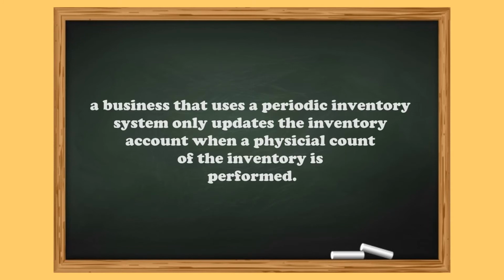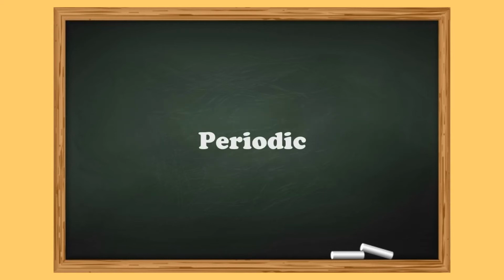Unlike the perpetual inventory system, a business that uses a periodic inventory system only updates the inventory account when a physical count of the inventory is performed. As the name suggests, the amounts of the inventory and cost of goods sold are only determined periodically: daily, weekly, monthly, or annually.